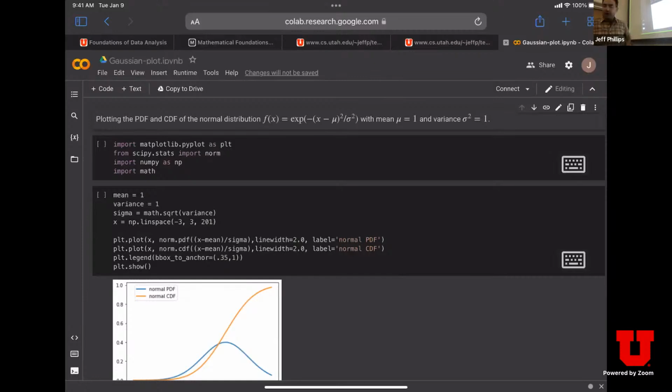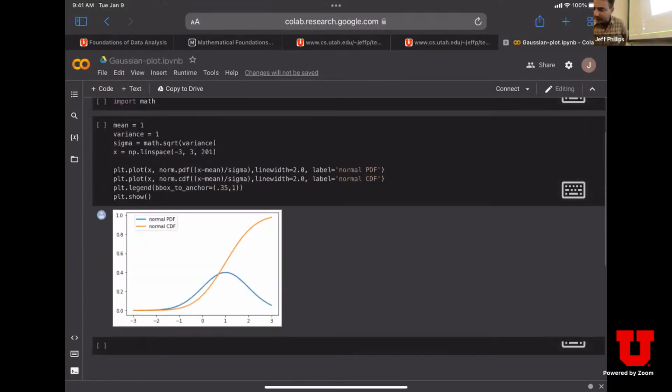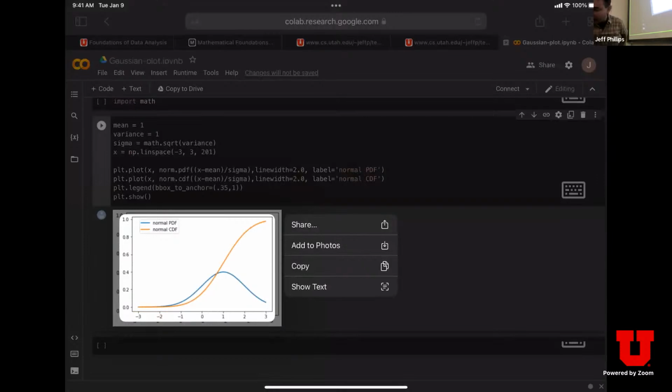How do you, let's see, if I click on it, I can say copy, right? And then I can paste it to something else. Yeah, you should be able to do like a right click or.